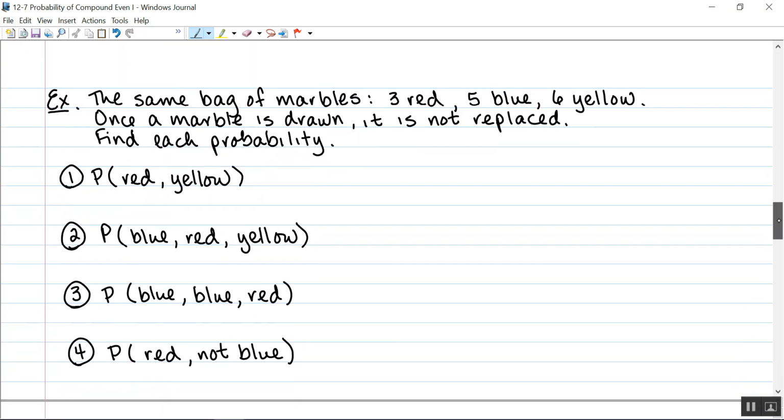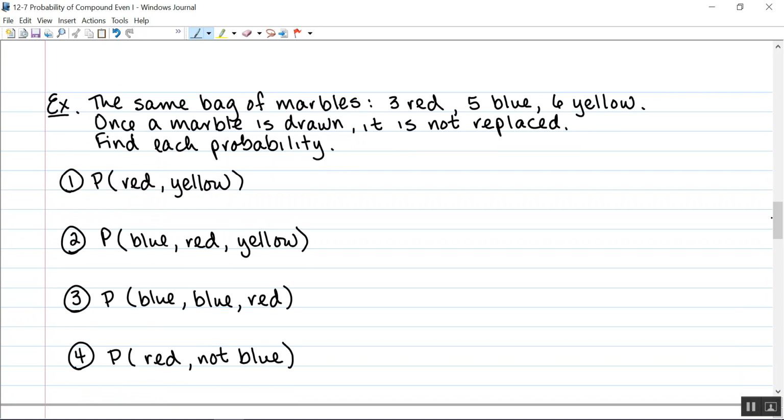So we're going to look at the same bag of marbles. We had 3 red, 5 blue, and 6 yellow. But this time, once we draw a marble out, it is not replaced. Remember, in the previous example, we put the marble back in the bag. So our total number of marbles always remained at 14. Now, once I take a marble out, I'm not going to put it back in there. So we need to find each probability.